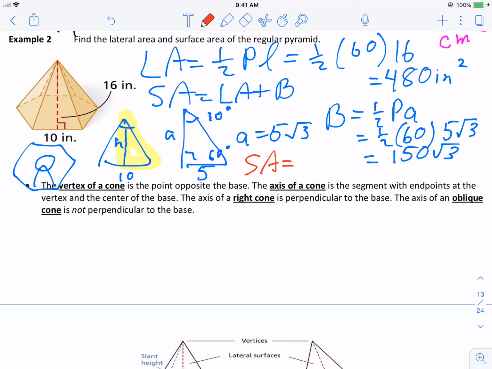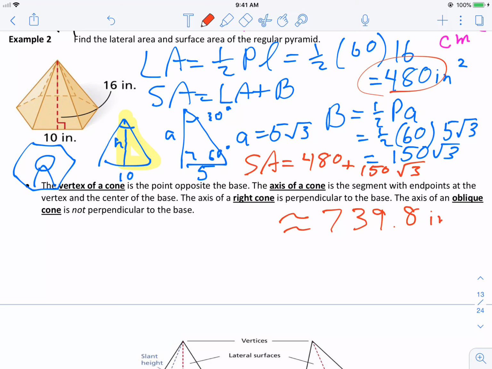So now for our final answer, our surface area, we'll take the lateral area that we found up here, 480, add on this 150 times the square root of 3, and it doesn't tell us how to round, but we'll round this to the nearest tenth. So 480 plus 150 times the square root of 3 gives us a final surface area of about 739.8 square inches.